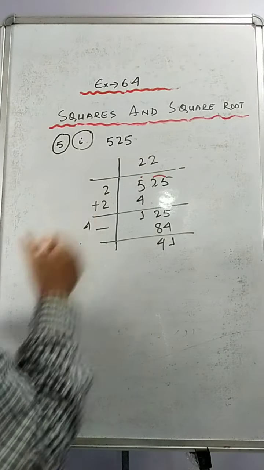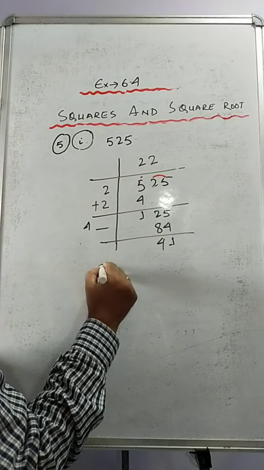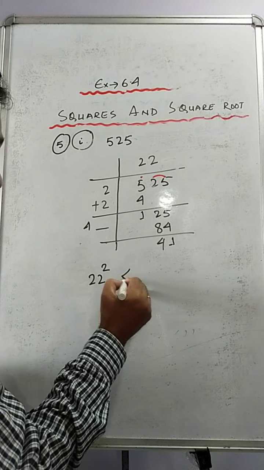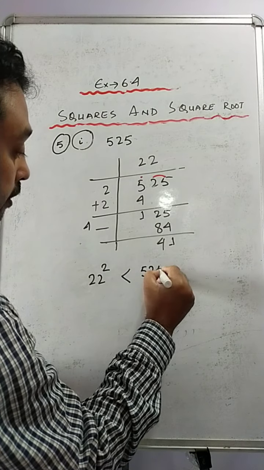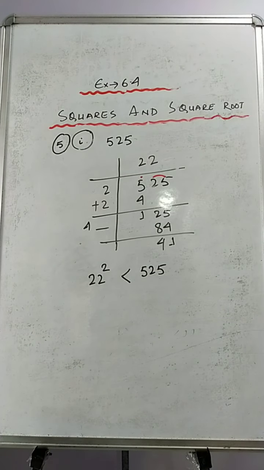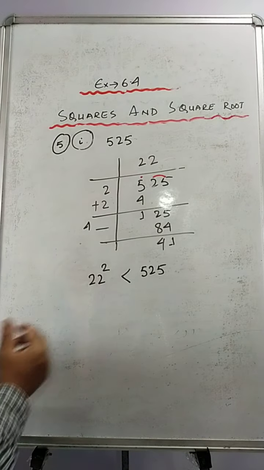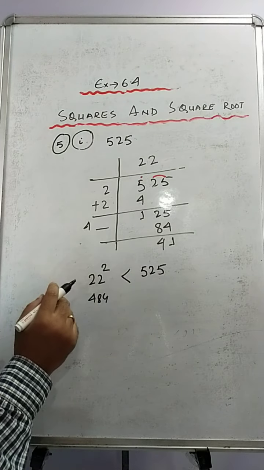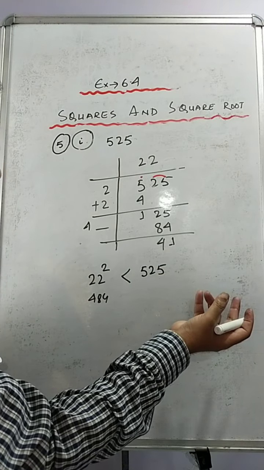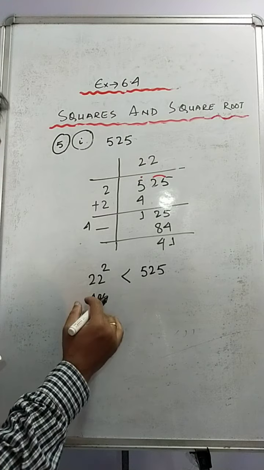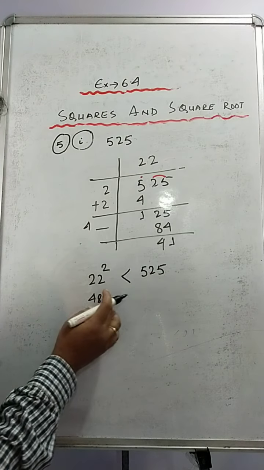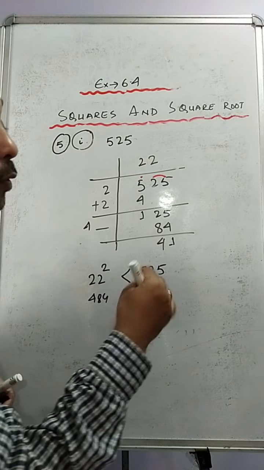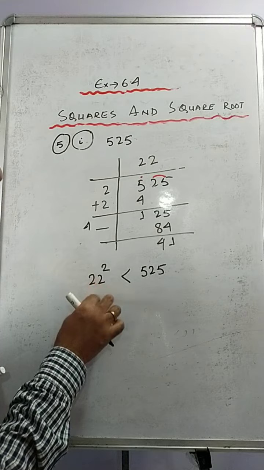You see 22 square. 22 into 22 is less than 525. What is 22 into 22? It is 484. So 484 is less than 525. We cannot make 525 into 484, because in that case we would have to subtract. But in the question it is said that we have to add. So that is the reason we will see the next number.